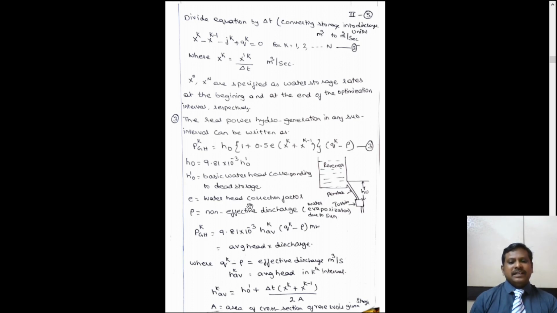So E is the water head correction factor. Here, water head correction factor means if the water is not stable in the reservoir, while you are taking the reading, the water will be fluctuating, right? Moving, coming forward and coming backward. You may have some correction factors. For example, it may be a 1 feet or 2 feet change like that.